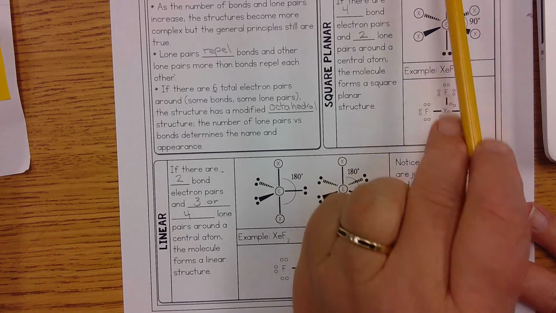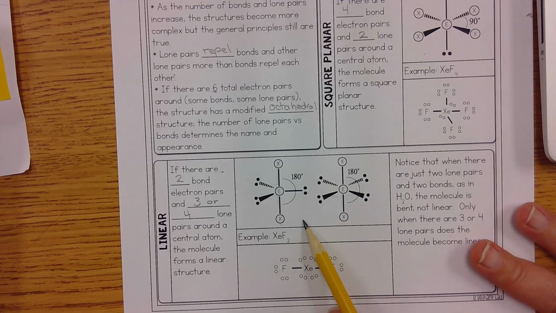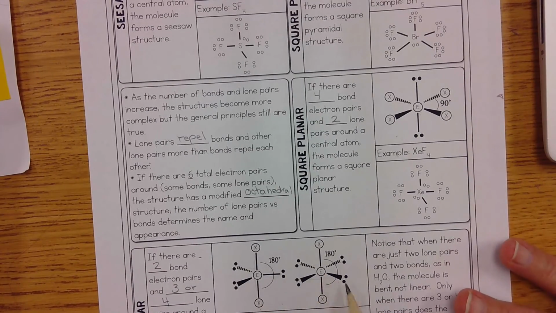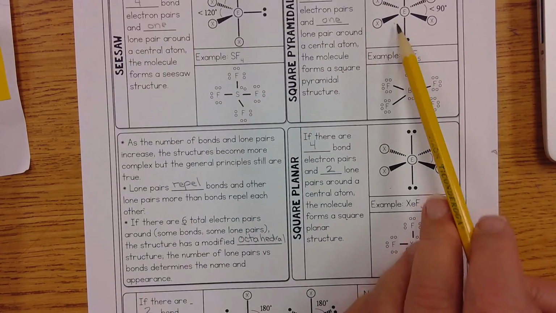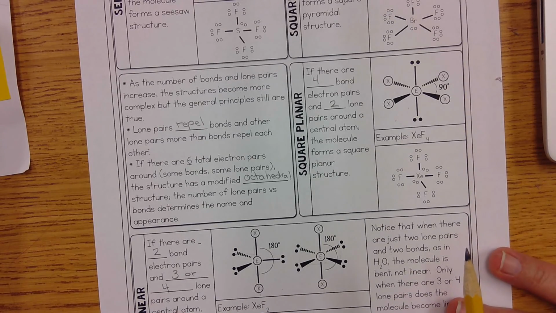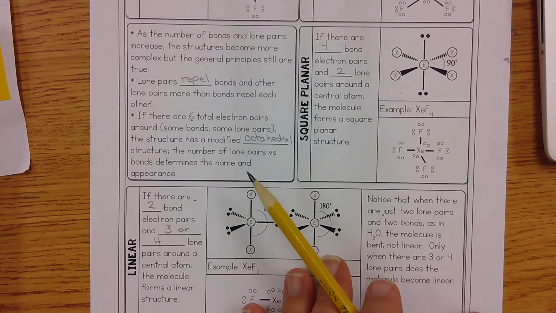It looks like this if it has 1 lone pair, this if it has 2 lone pairs, this if it has 3 lone pairs, right? 1, 2, 3. They all have that same sort of octahedral shape. 1, 2, 3 lone pairs make them have a different name. So those are the shapes if you have lone pairs.